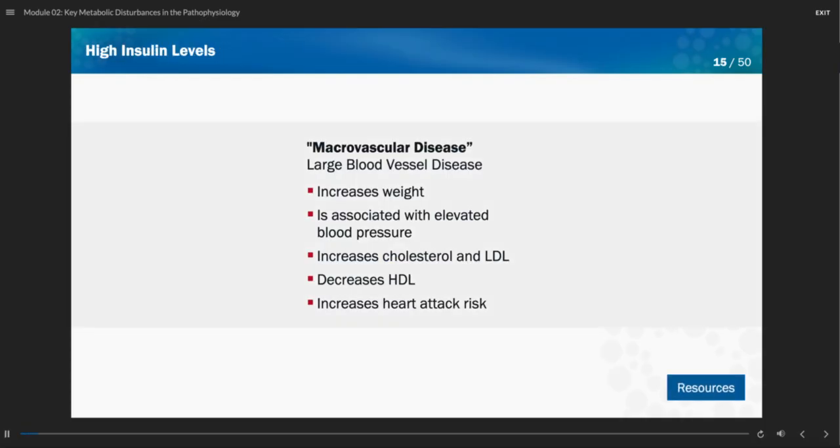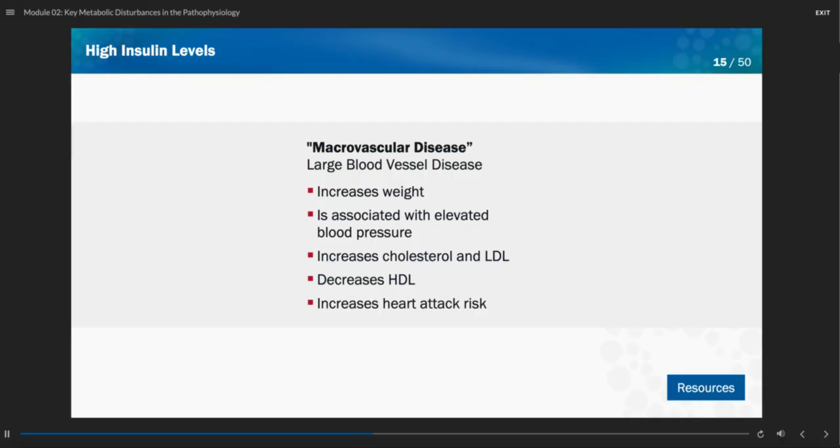The next part of the pathology of type 2 diabetes is sometimes identified as large blood vessel disease. And we correlate that in our minds as related to high insulin levels. Insulin, of course, is a growth hormone. It tends to make us put on weight, muscle, fat, and protein are all put in place with increased insulin. There is a strong association with high blood pressure. The exact mechanism is not 100% clear.